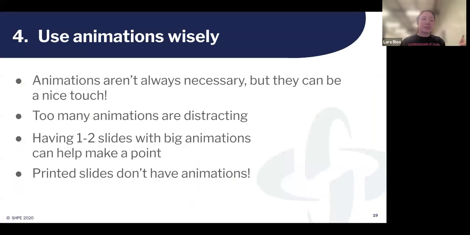So, like we were discussing, animations aren't always necessary, but they can be a nice touch. Too many animations can definitely be distracting. Having 1 to 2 slides with big animations can help make a point, and then printed slides don't have animations. So, if you're submitting to a conference and they ask you to provide them with a PDF so that they can lump all the presentations together, then you'll need to be mindful that any animations that you have through this presentation are not going to be highlighted when they're showing your slides.